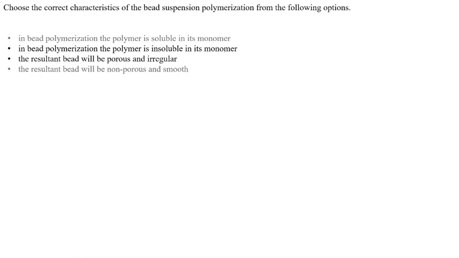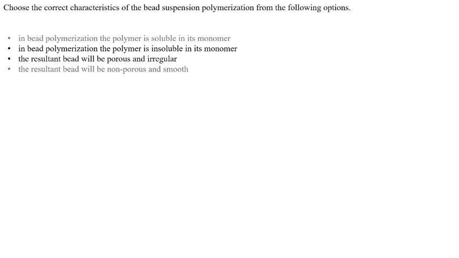Third one is: choose the correct characteristics of bead suspension polymerization from the following options. The four options are: in bead polymerization, the polymer is soluble in its monomer. Next, in bead polymerization, the polymer is insoluble. Third is the resultant bead will be porous and irregular. Fourth is the resultant bead will be non-porous and smooth.